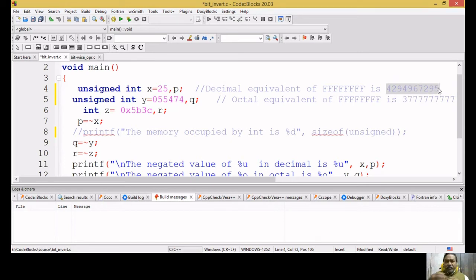Am I clear? Let me repeat. The largest number with 4 bytes that can be stored at hexadecimal level is FF. When I convert this hexadecimal equivalent to a decimal number, then I get 4294967295. I have to perform negation or complement. That means I have to subtract this number 25 from this number.